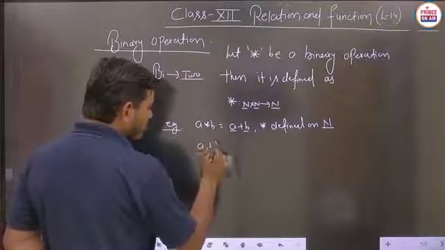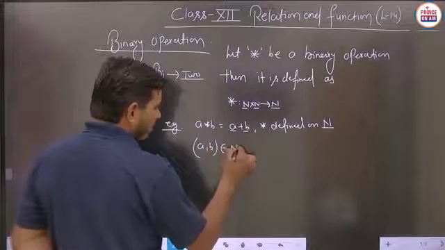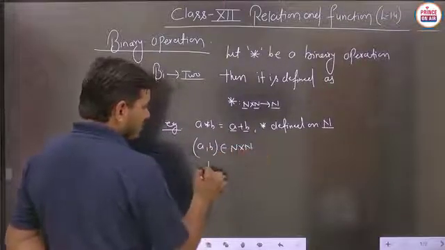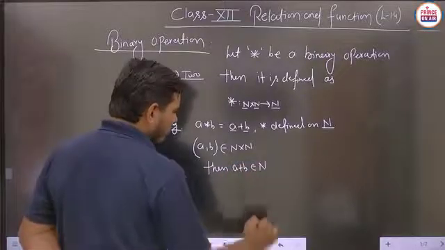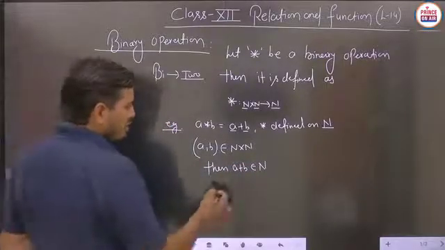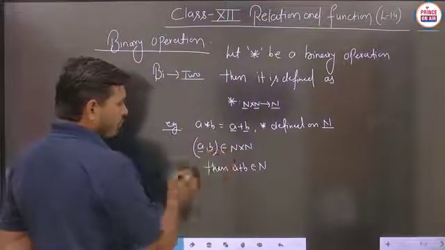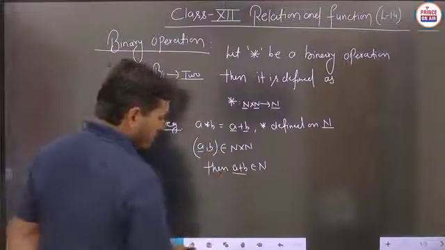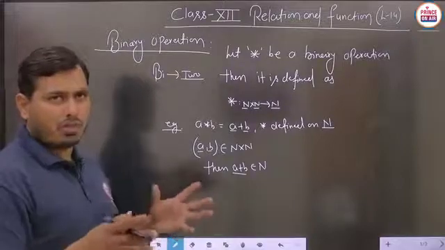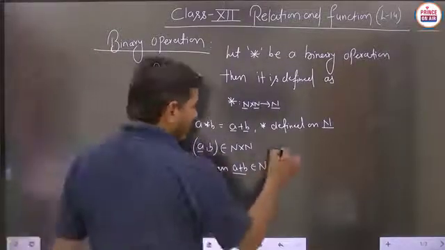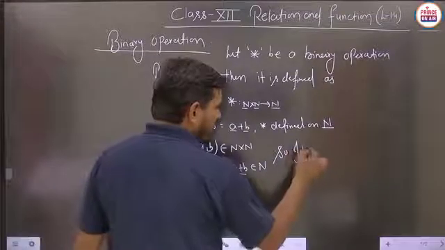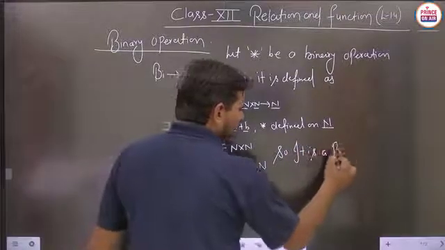a, b belongs to N cross N, then does a plus b belong to the natural numbers or not? We have to check this. Suppose we take any two natural numbers a and b, then definitely a plus b, the addition of natural numbers, will also belong to the natural numbers. So it is a binary operation.